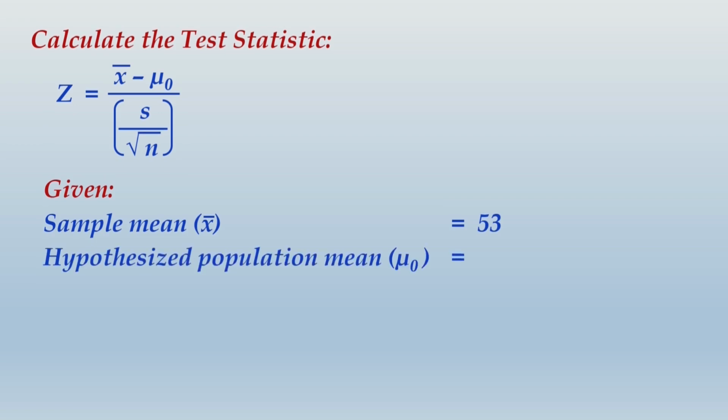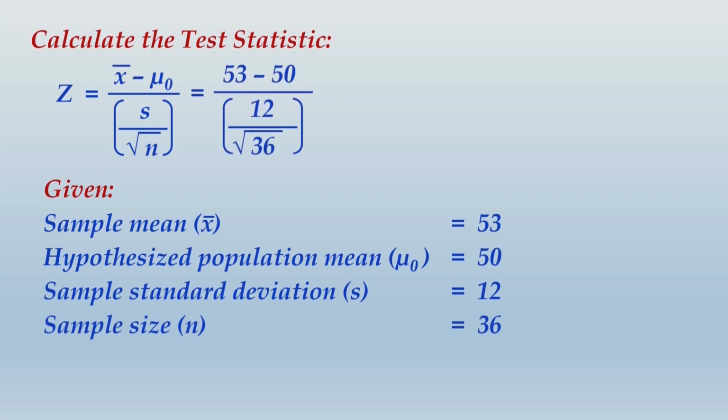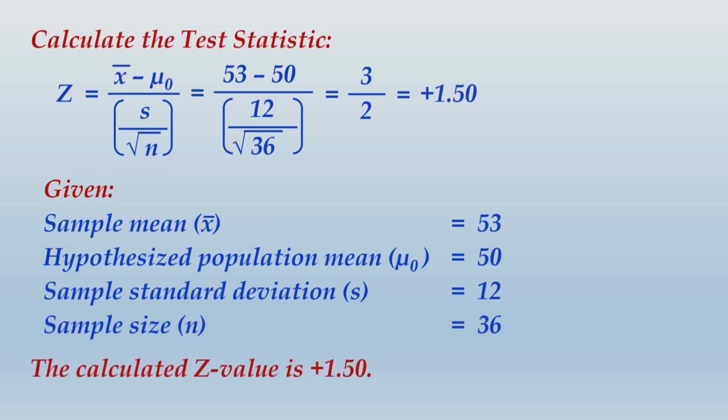X bar is 53, hypothesized population mean mu 0 equals 50, and sample standard deviation is 12, sample size is 36. So when you put up these values, what you get in the numerator is positive 3 and the denominator will be 2. So 3 by 2 will give you positive 1.5. So the calculated z value is positive 1.50. Write up this calculation and then I take you ahead.